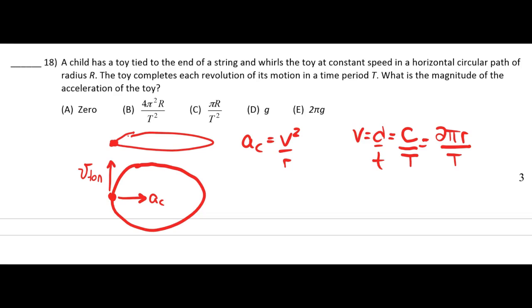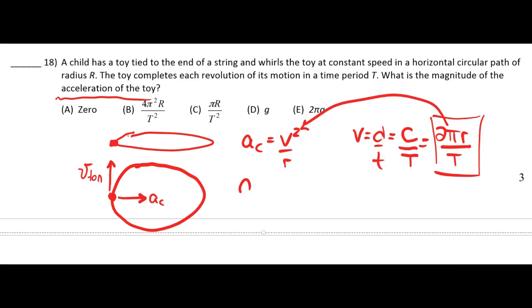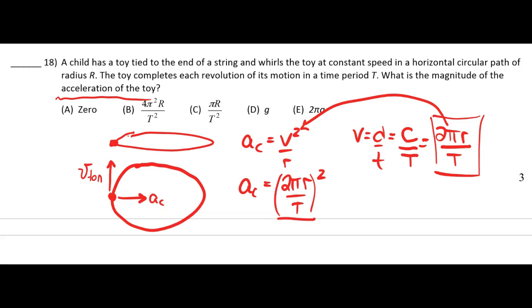So I have this new expression for velocity that I want to substitute into my centripetal acceleration equation, because that's what they're asking for. They're asking for the acceleration of the toy. So I can say, therefore, that the centripetal acceleration is 2 pi r over period, but I have to remember to square that. That's my expression for speed or velocity, and that's all over r.